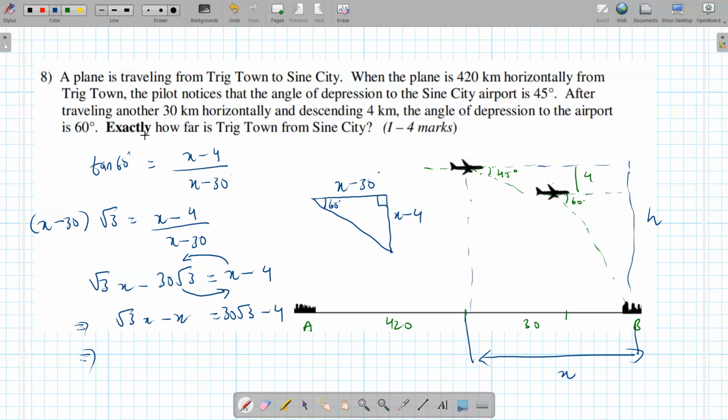I mean, if it didn't ask you for the exact value, you could plug this in a calculator, root 3 whatever root 3x is, and then you want to subtract 1x from this. But here, there's only one thing you can do, and that is factor out an x. That's going to give you root 3 minus 1. Then you want to divide both sides by this bracket, and you'll have x. So therefore, x is equal to 30 root 3 minus 4 over root 3 minus 1.